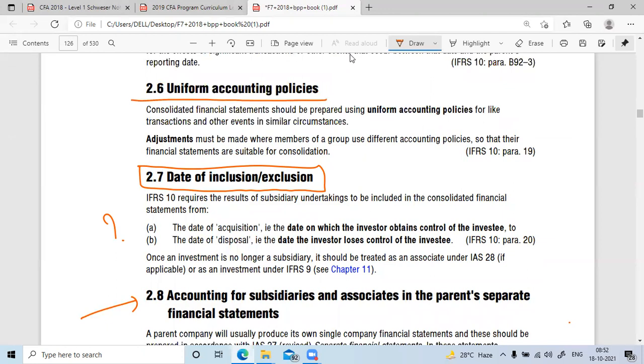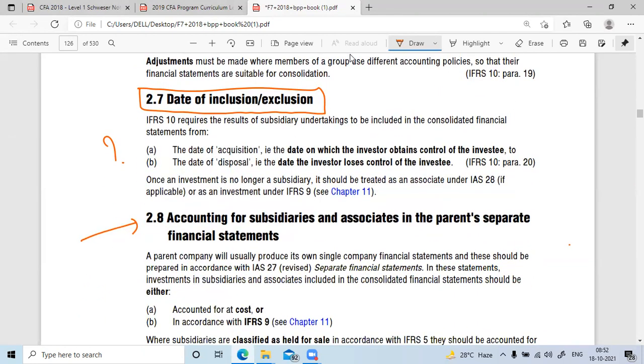Uniform accounting policies. Fine. See, date of inclusion or exclusion is as per IFRS 10. The date of acquisition is the date on which the investor obtains control of the investee. Control is nothing but when a parent acquires stakes in a subsidiary, correct? And the date of disposal is when they lose the control. That means when they sell their stakes in the subsidiary.